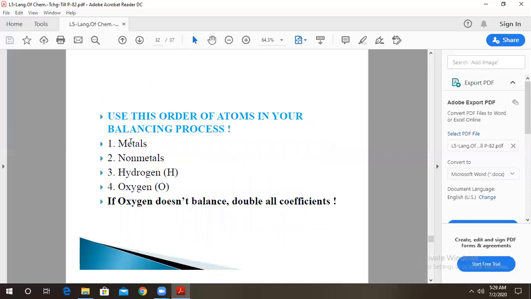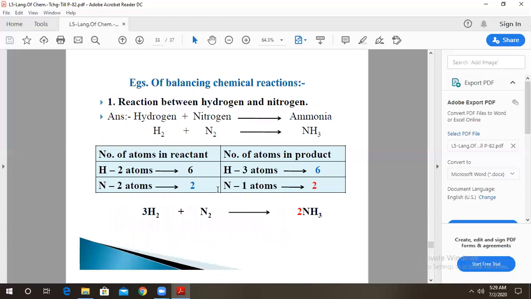Firstly, while balancing, try to balance the metals first, then the non-metals, then the hydrogen, then the oxygen. And if oxygen doesn't balance, try to double all the coefficients, of metals, non-metals, hydrogen, oxygen, everything. Let us see a few examples of balancing chemical reactions.